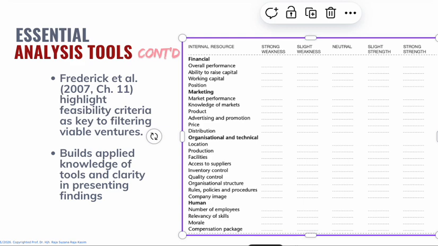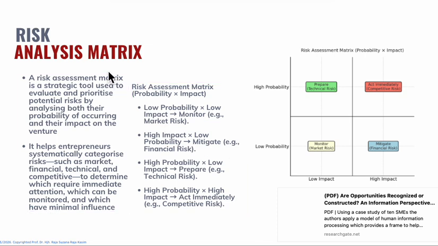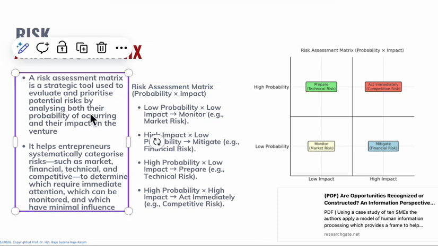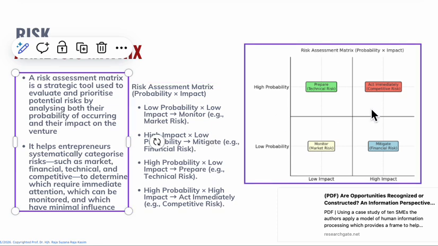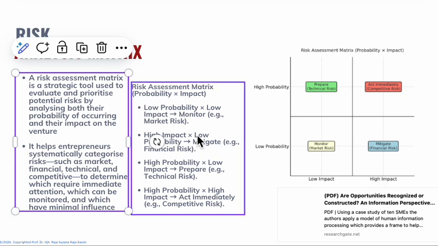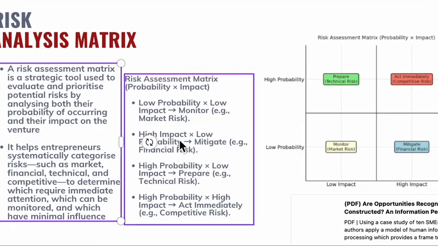Now, let us turn to one of the most critical and practical tools for entrepreneurs, the risk analysis matrix. Here, the matrix helps entrepreneurs to evaluate and prioritize potential risks by looking at two factors: the probability of a risk occurring and the impact it would have on the venture. By combining this, entrepreneurs can categorize risk and decide how to respond. Take a look at how it works.